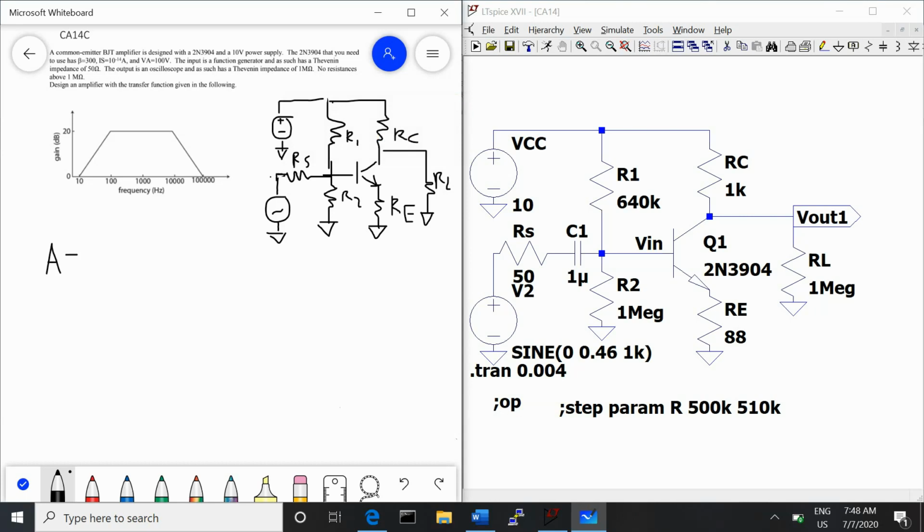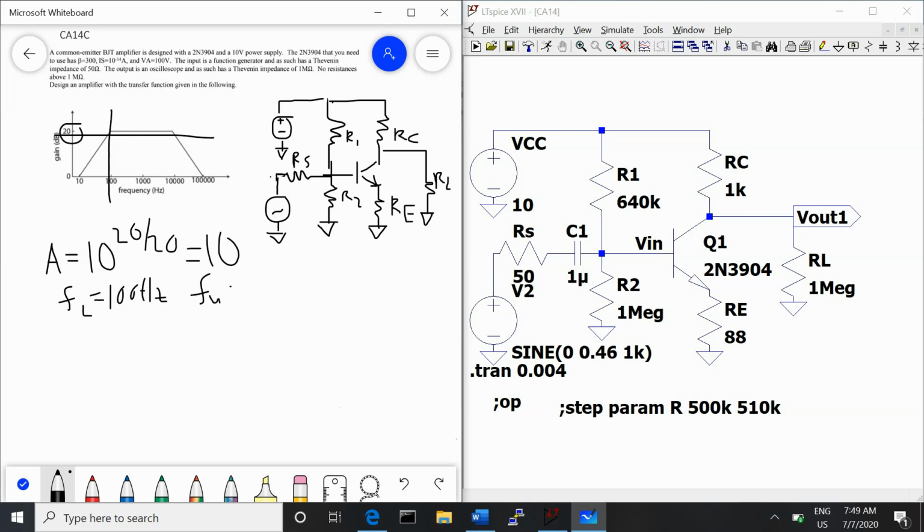So the gain is 20 dB, and we want to convert that to a natural number, so that's 10 to the 20, that's the 20 from above, over 20, which equals 10. And then the lower corner frequency is 100 Hertz, and the upper corner frequency is 10 kilohertz.